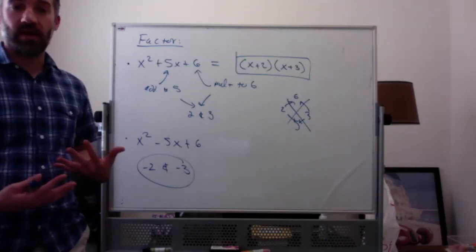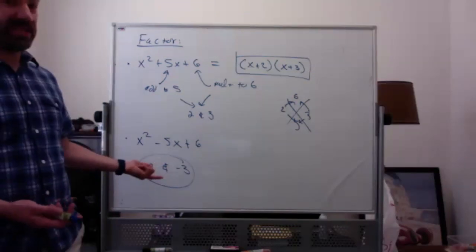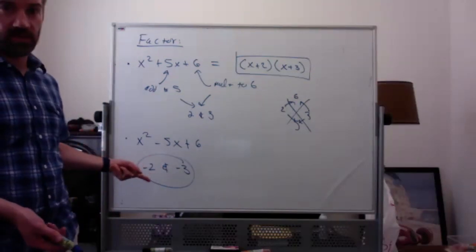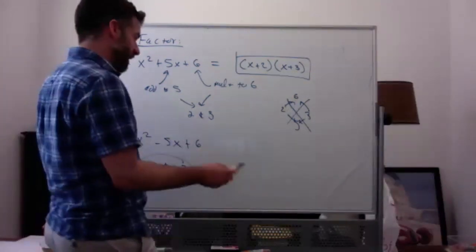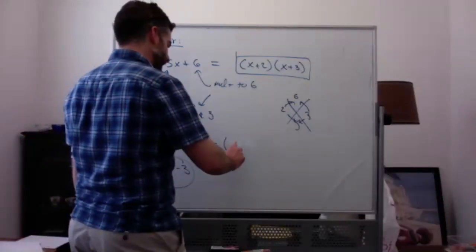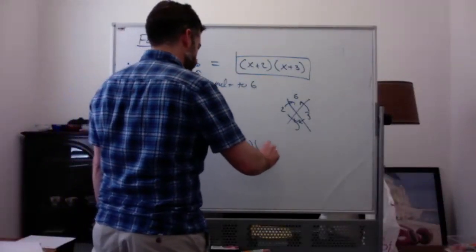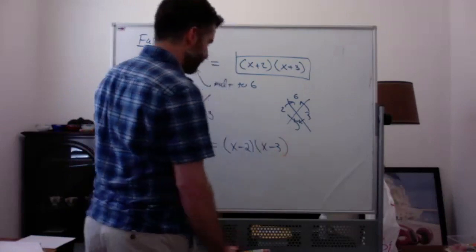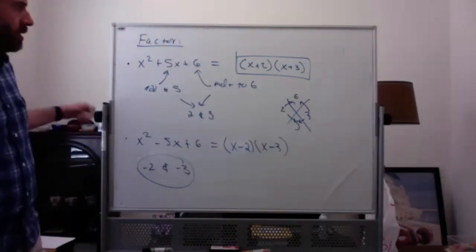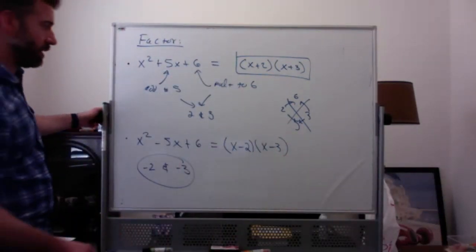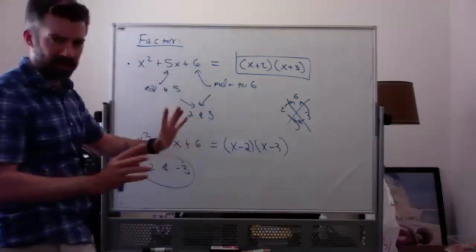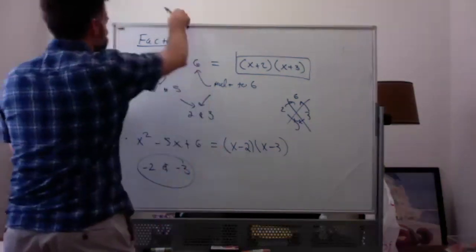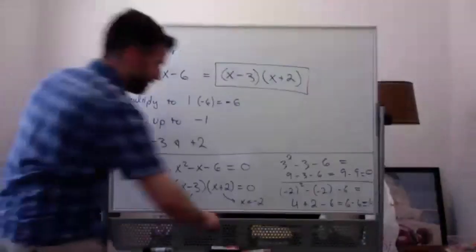Something I want to say here is that if we were setting this equal to 0, these wouldn't be our answers. But we're not, we're just factoring. This is going to factor as x minus 2 times x minus 3. Let's go to the other side because I want to show you something else. We're going to come back, we're going to make an observation after the next two. The next two are going to be very similar as well.